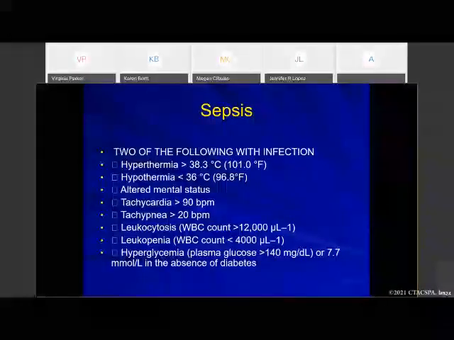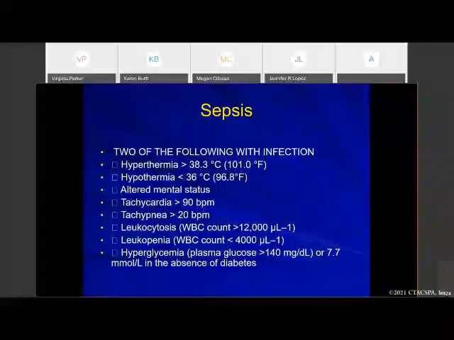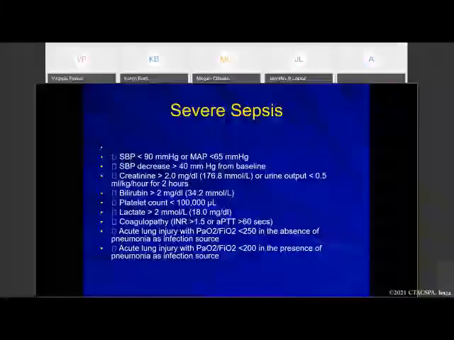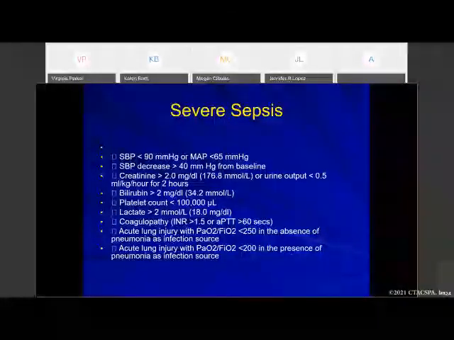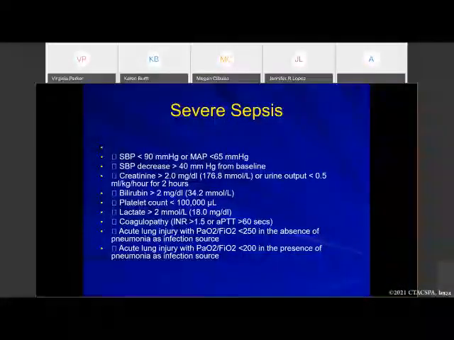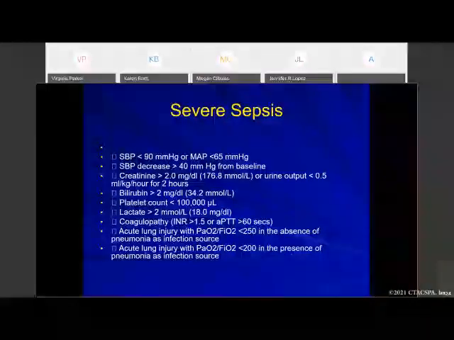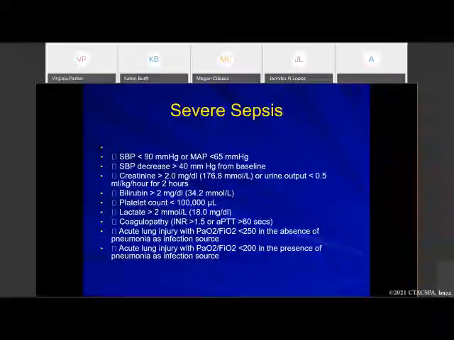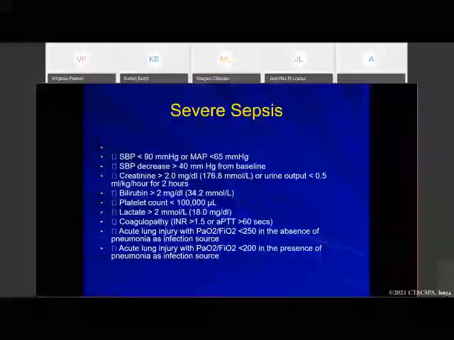Some more, this is your SIRS criteria and more modern definitions that they have. This is the severe sepsis, organ dysfunction. So if you have a creatinine above 2, and it's a change for that patient, sort of an acute kidney injury, that's organ dysfunction. You can see the different things there. So if you have any of those, then you can call it severe sepsis.